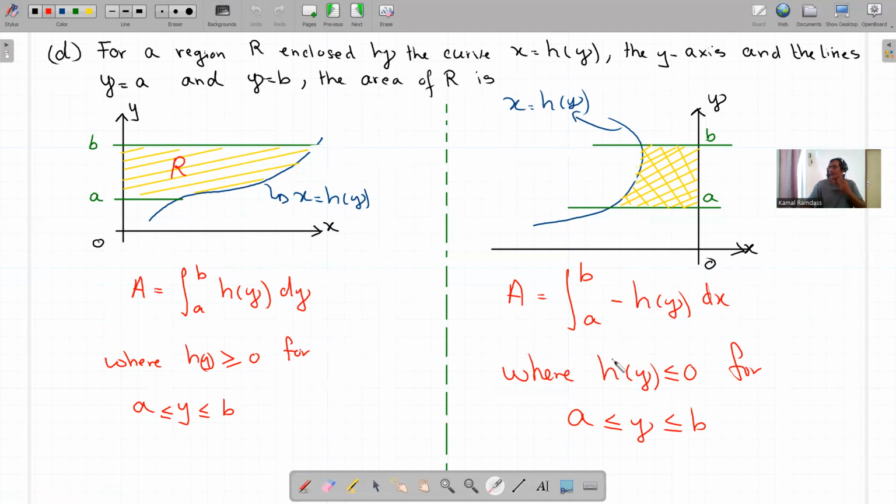There is dx, no, dy. Fraction of y integrated with respect to y: minus h(y) dy, where h(y) is less or equal to 0 for y greater or equal to a, less or equal to b. In fact, here we integrate that part. We get a negative value, and then we add the negative sign, so it becomes positive. Then we get a positive area.